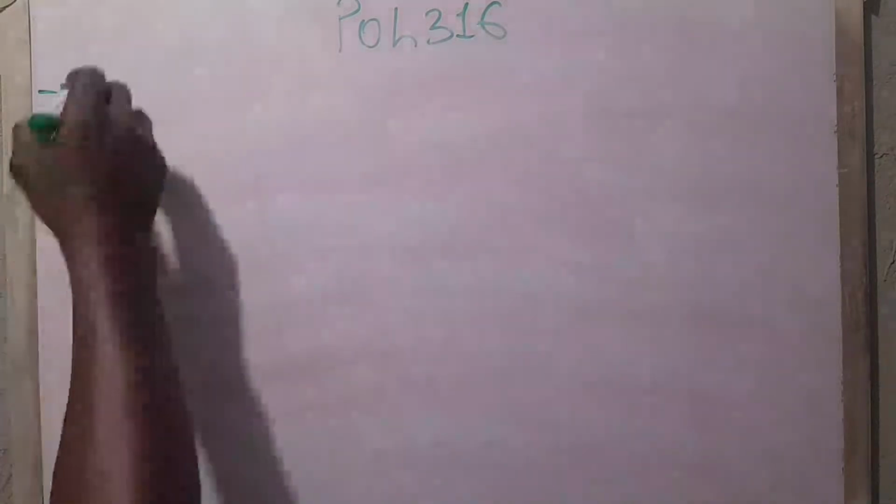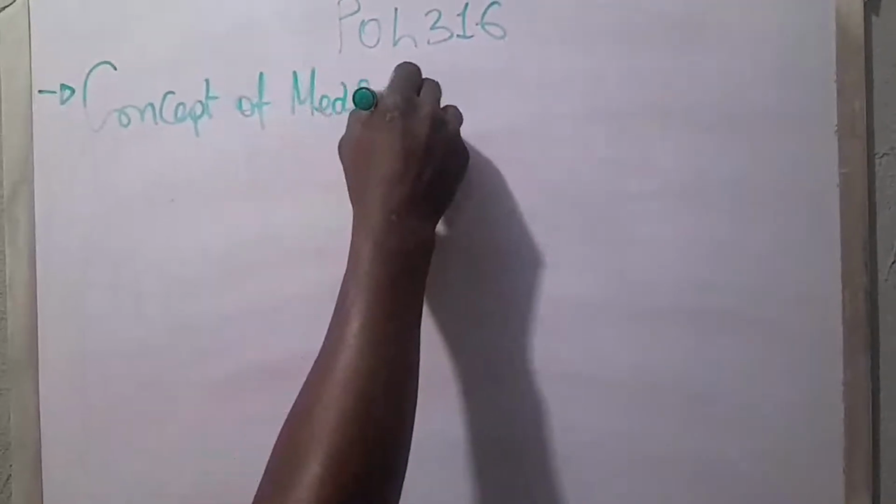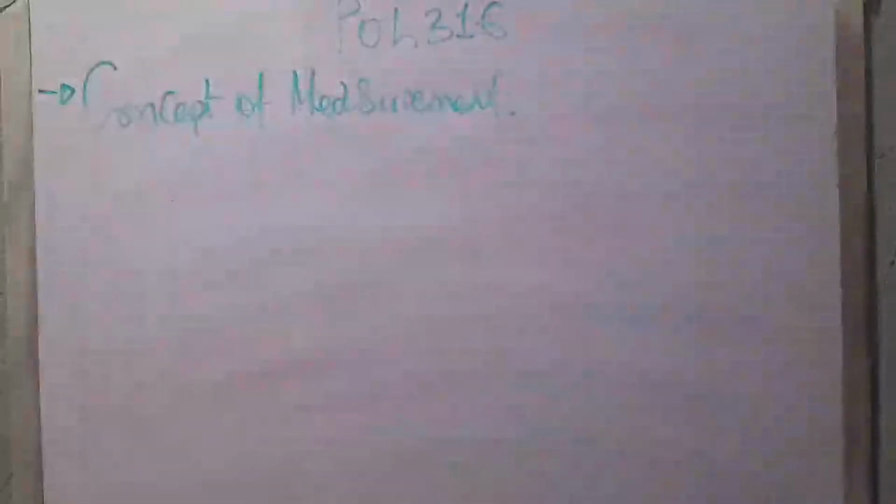From the concept of measurements. What is the concept of measurements? What is the brain behind measurement? Why does it even exist at first?